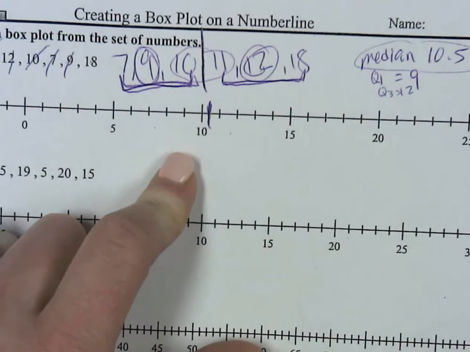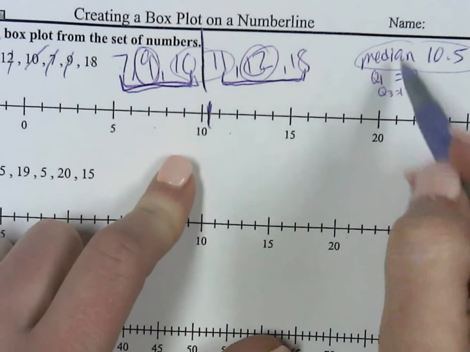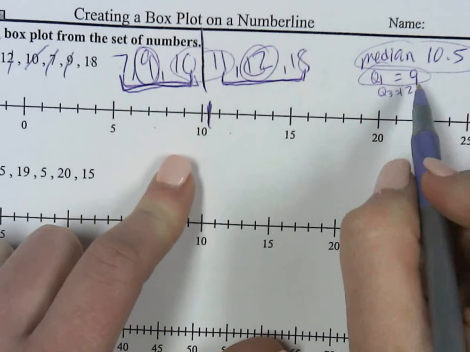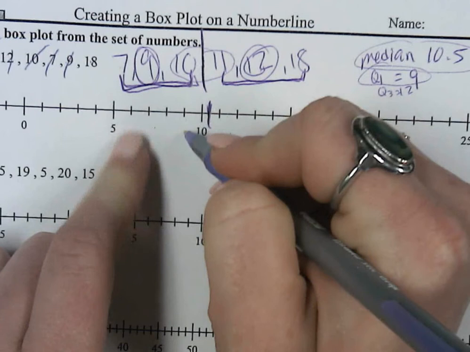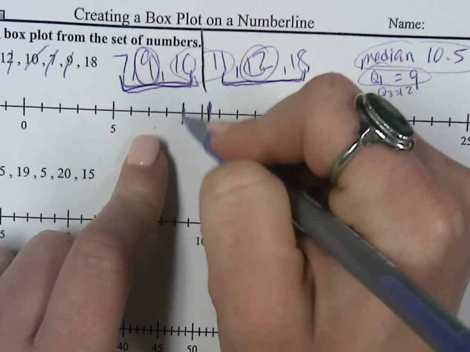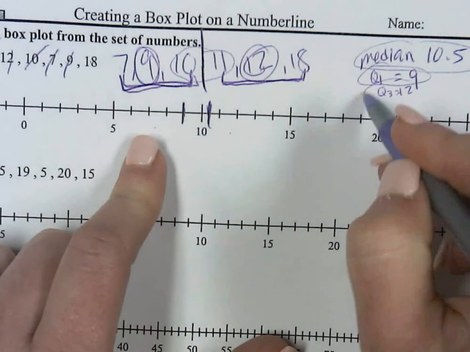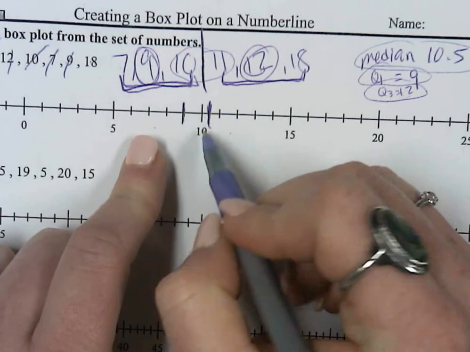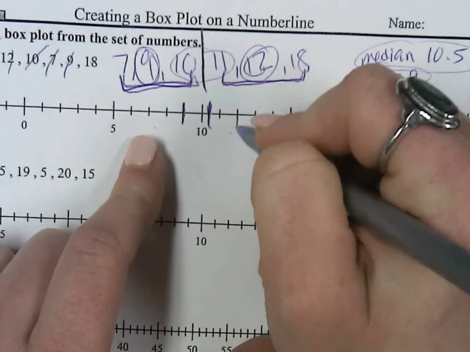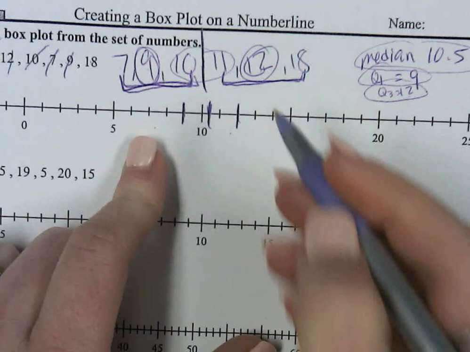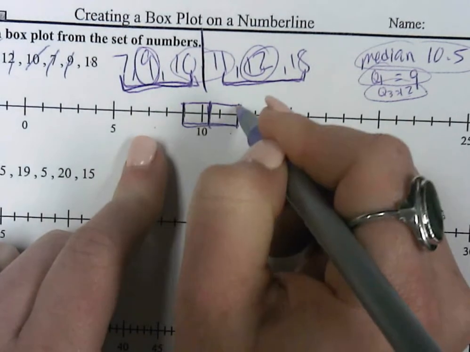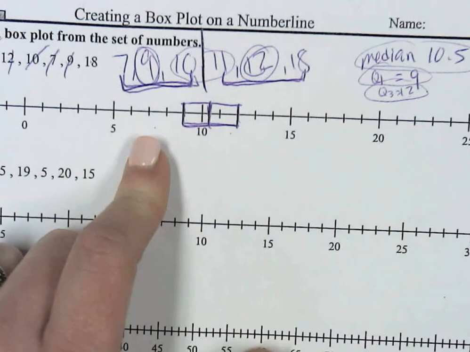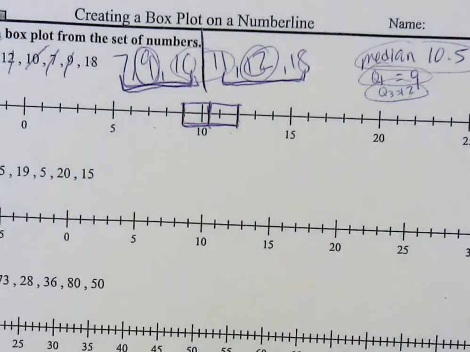Now I need the edges of my box. So Q1 is going to be one edge, which was a 9. So 9 would be this mark right here. 5, 6, 7, 8, 9. That's one end of my box. Q3 was 12. So I need to go find 10, 11, the 12 mark. That's going to be the other end of my box, and then I'm going to connect them. So you have your two ends, and the median is the middle line of your box. That's the box. Now it's time for the whiskers.